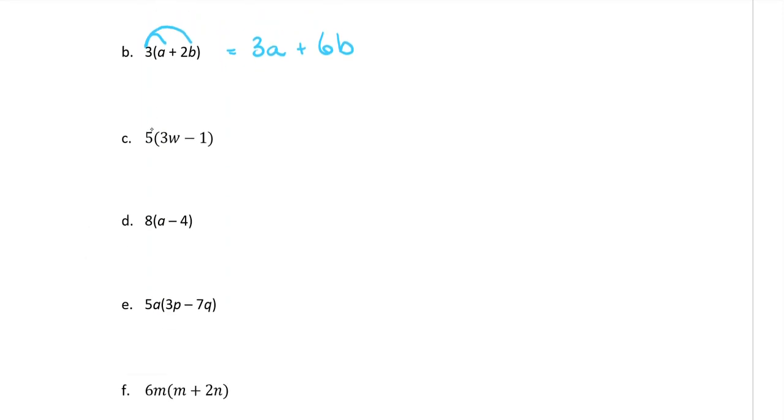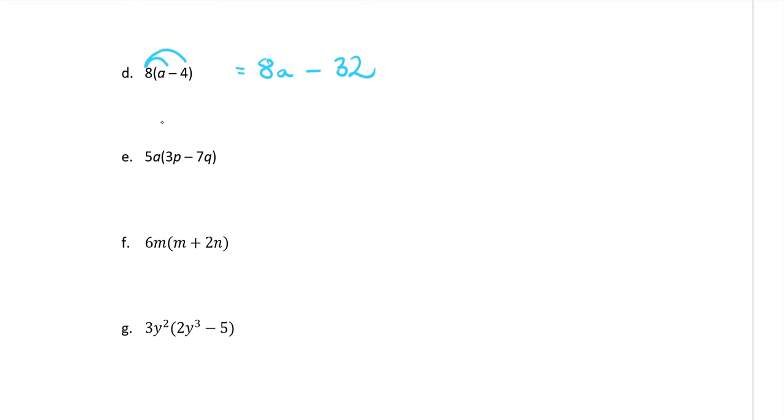Question C, 5 times 3w, 5 times 3 is 15w. Then minus 5 times 1 is 5. Question D, 8 times a means 8a. There's a minus sign, so we put the minus sign down. 8 times 4 is 32.